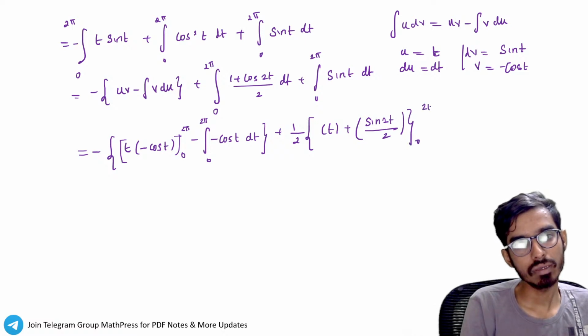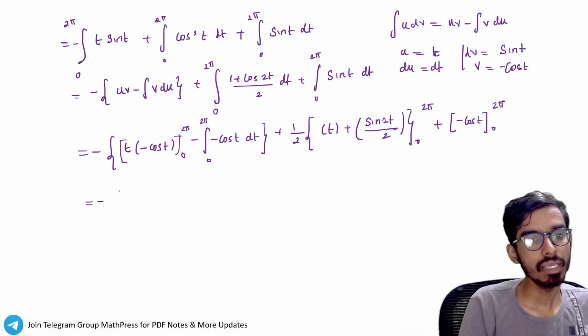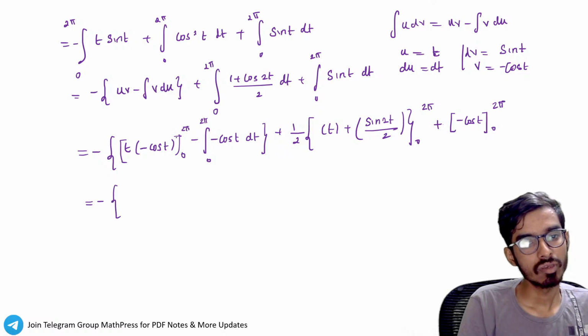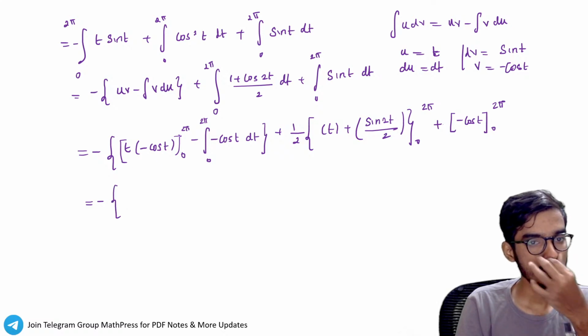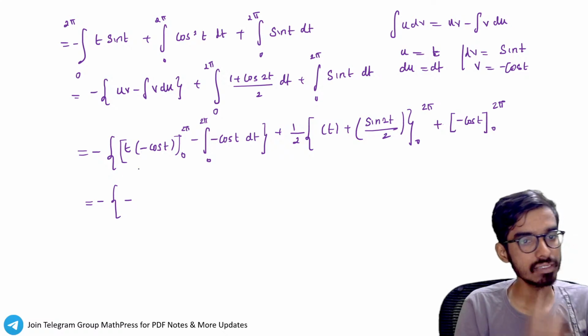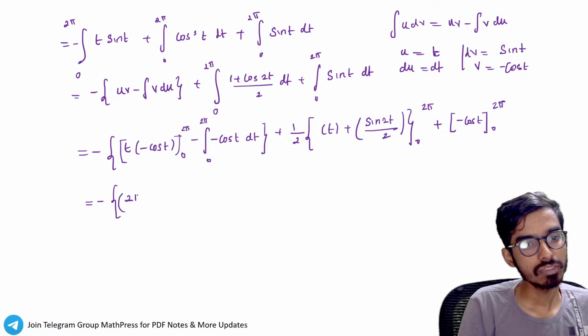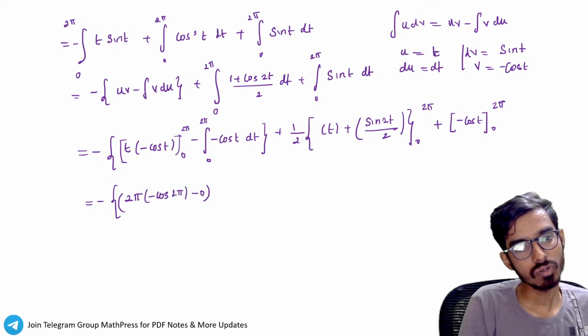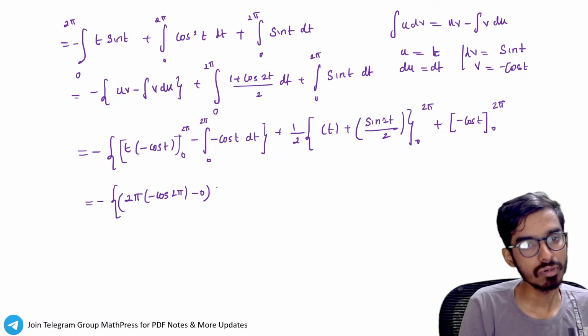So upper limit 0 to 2 pi, and integration of sin t is minus cos t from 0 to 2 pi, right? So this will be minus, upper limit minus lower limit. Let us keep this as it is. So this will be upper limit 2 pi into minus cos 2 pi minus lower limit, because 0 into something is 0.